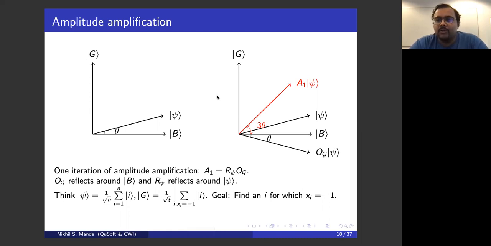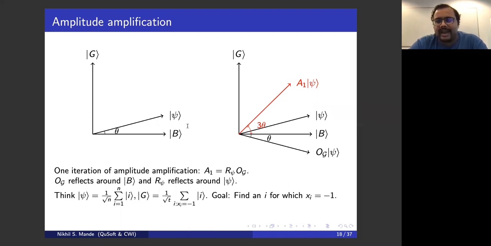And now what you would do to get closer to ket G is, again, you reflect around ket B, again reflect around ket psi. So the angle 3 theta becomes 5 theta, it becomes 7 theta, and so on. You keep additively increasing by 2 theta every time. And with the correct number of iterations, whatever I mean by that, you're going to reach close to ket G.